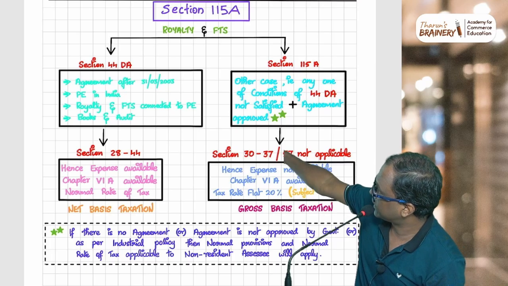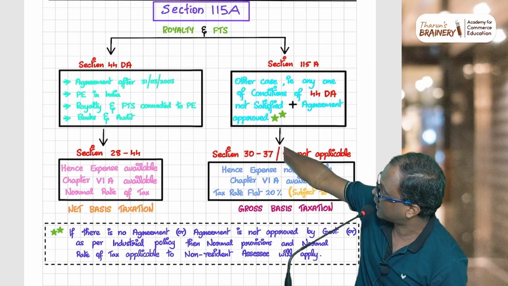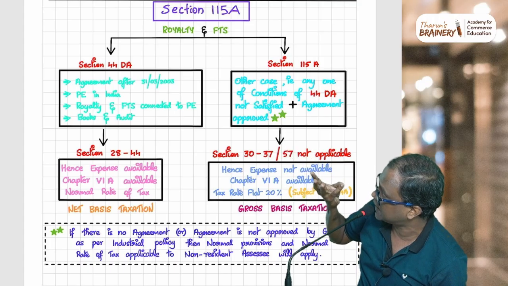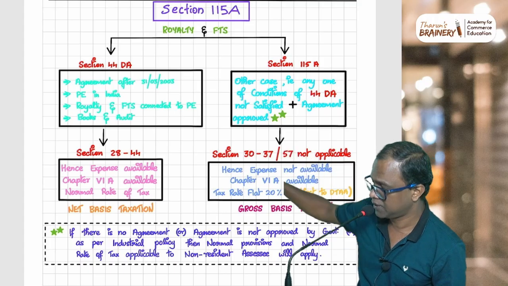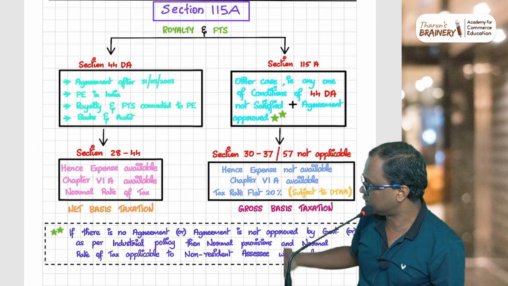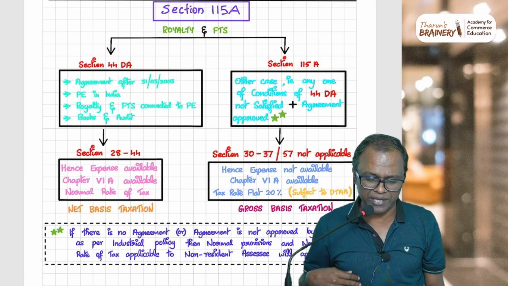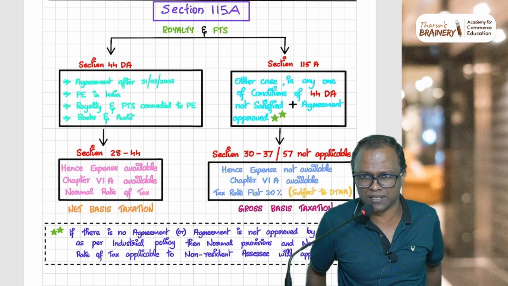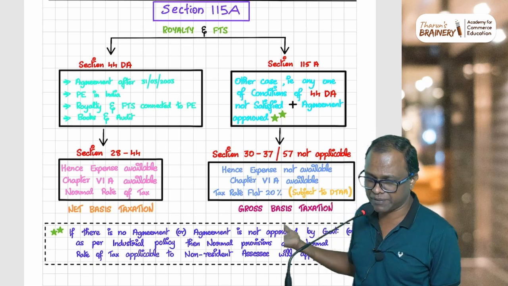Under 115A, I told it not available, right? 115A, royalty and FTS, Chapter 6 is available. Regarding interest and dividend, Chapter 6 are not available. This is correct. Chapter 6 is available, but for example, ATG, they have ATG donation. Normally, foreign company will have ATG only because all other Chapter 6 are not possible, right? Life insurance, premium, medical, that's not available. ATG will be there. That is possible.